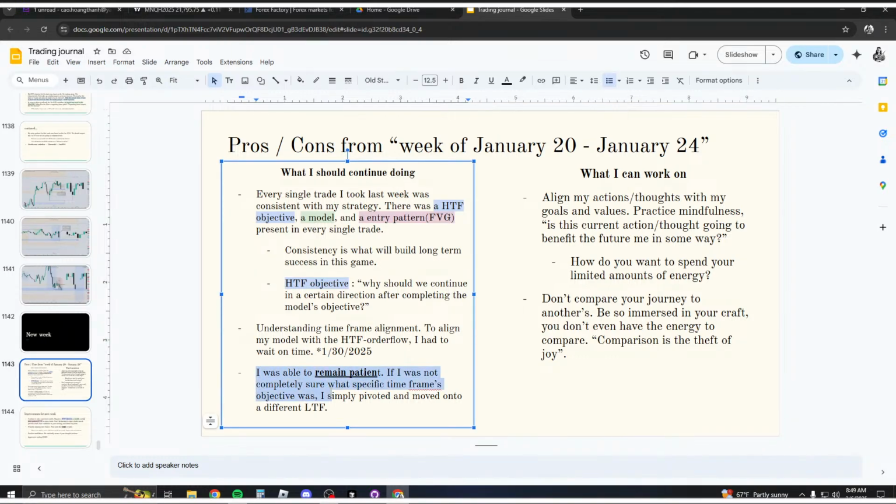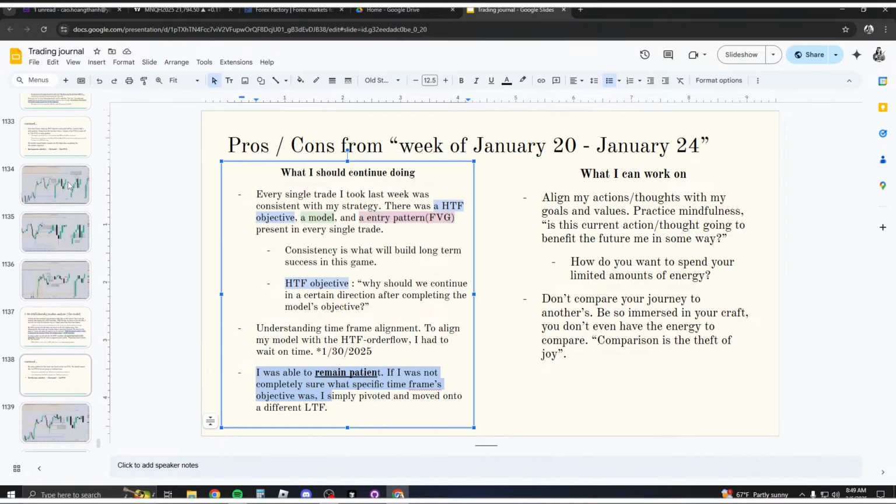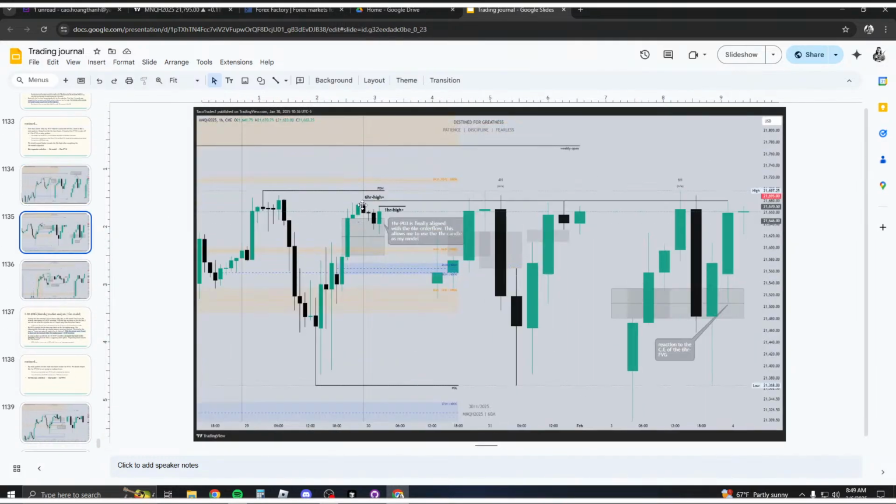The last thing here from last week is to be able to remain patient. So that example that I just showed you guys here, there was a time window. It took about 3 hours for the time frames to align with each other, right? Do you have that level of patience to where you're able to practice that, right?